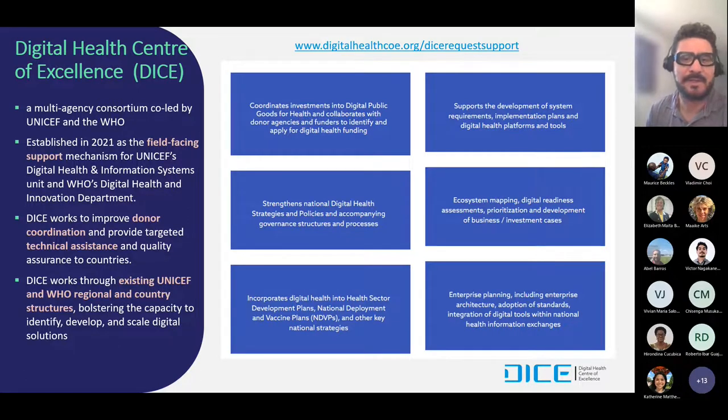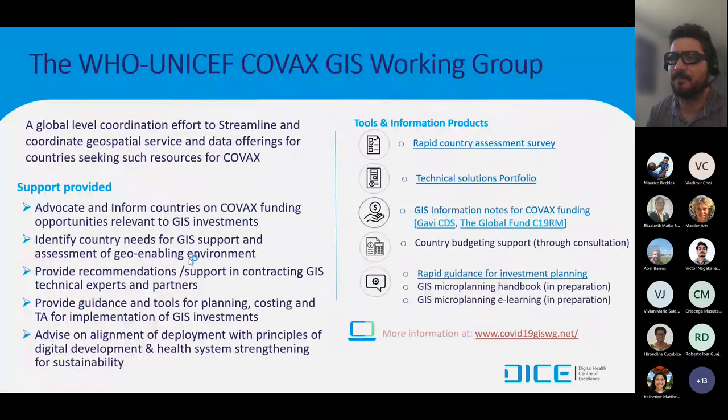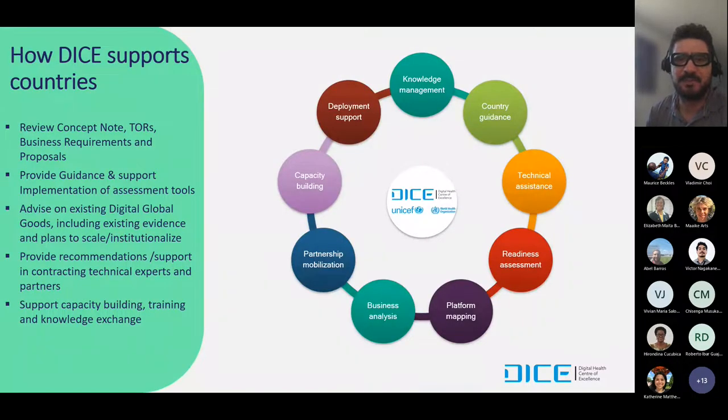At the global level, DICE works mainly to coordinate and align donors and implementing partners' investments around a common digital health approach and standardized digital solutions. While at the country level, DICE works through existing UNICEF and WHO regional and country structures to support countries increasing their capacity to identify, develop, and scale digital solutions. More specifically, at the country level, that supports the establishment of well-integrated digital and geospatial health solutions in a number of ways. We support concept notes, terms of reference, business requirements and funding proposals.